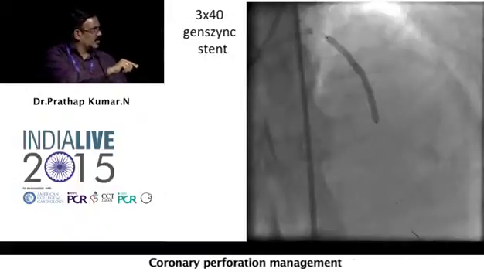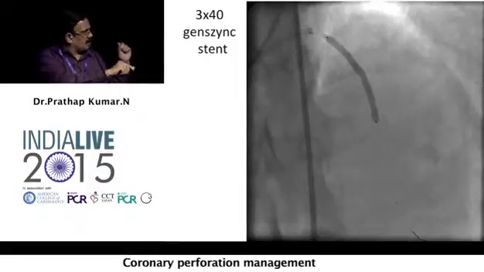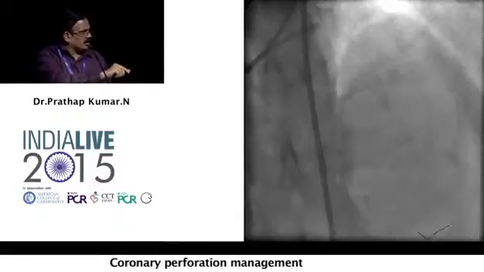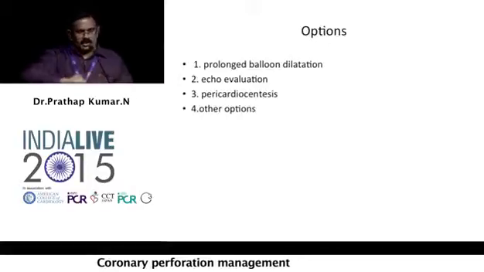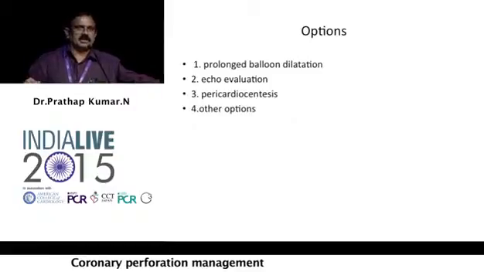Post-MI, 1.5. It's actually a long lesion, the diagonal was very big. I put a stent 3 into 40. This is the situation. So prolonged balloon inflation is one choice. I can put an echo evaluation; a pericardial stent is another option.